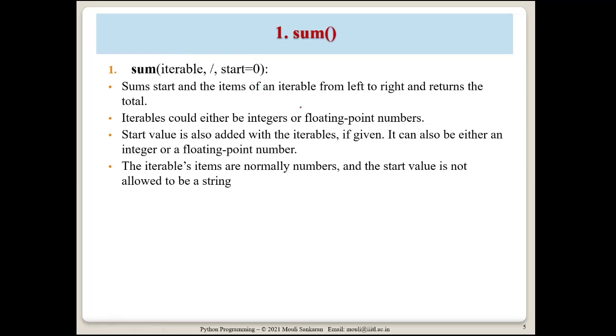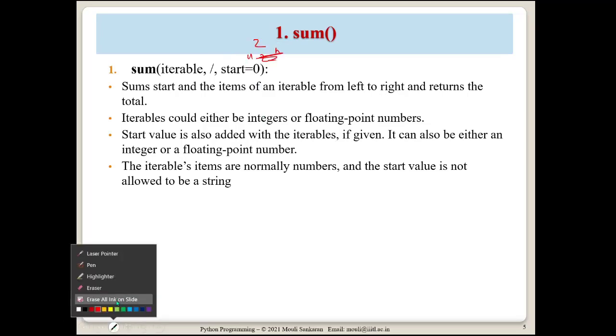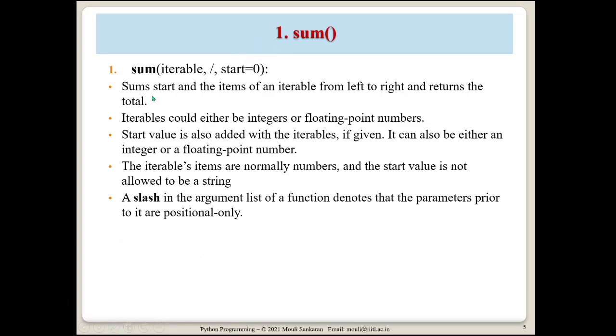Okay, don't pass '2' here like this. You have to pass an integer object. So it doesn't accept strings. A slash in the argument list of a function denotes that the parameters prior to it are positional only. So here it means that they are positional parameters. You cannot have a keyword argument here. Okay, that's all about the sum.